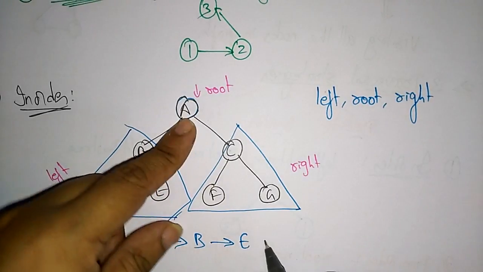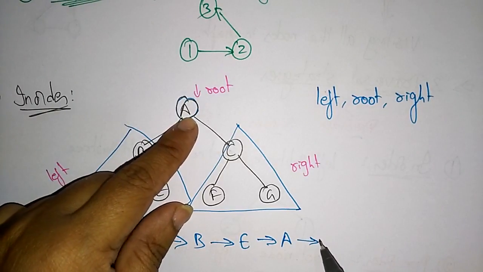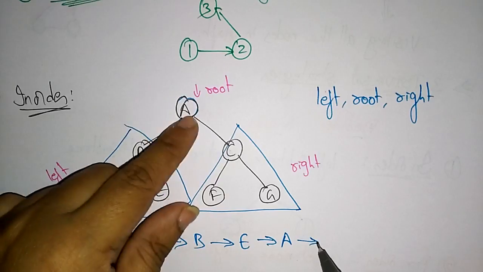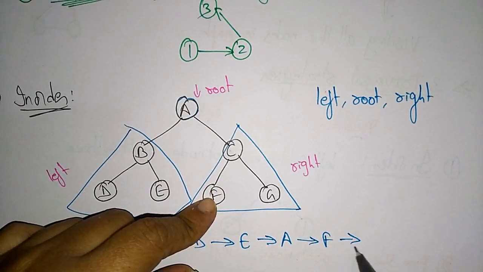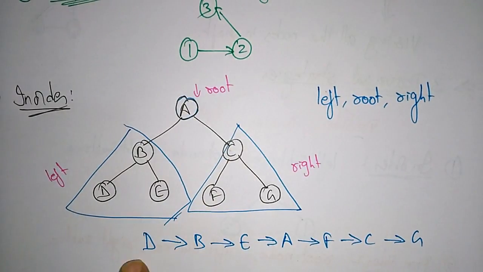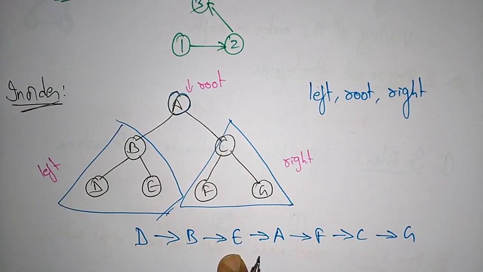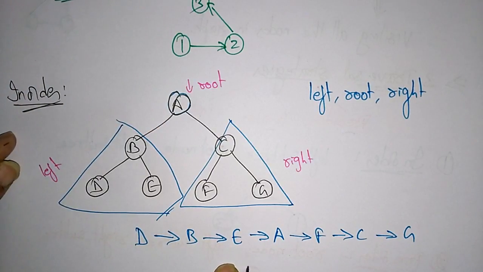Okay, now coming to A. A's left subtree is F, root is C and right is G. So this is how it visits one node after another by using the inorder technique.